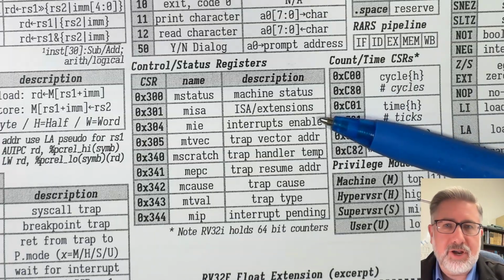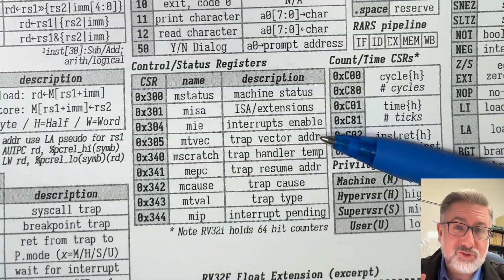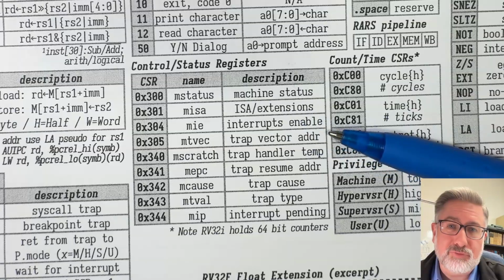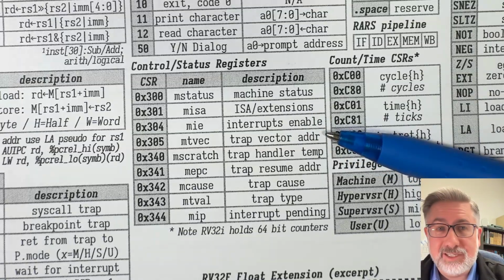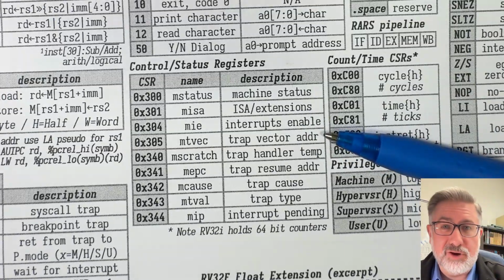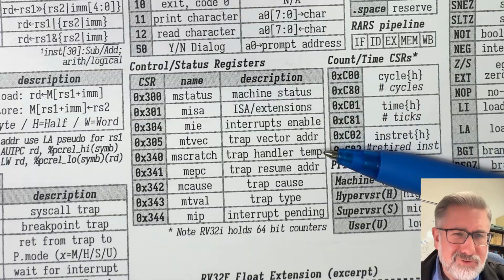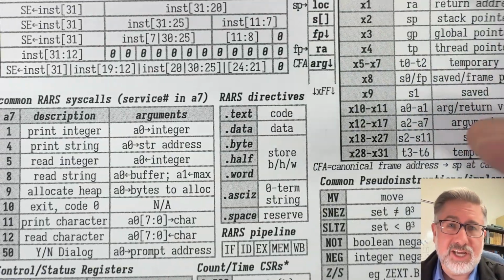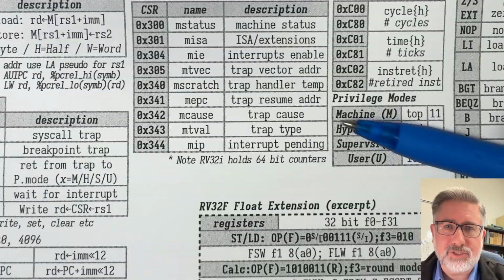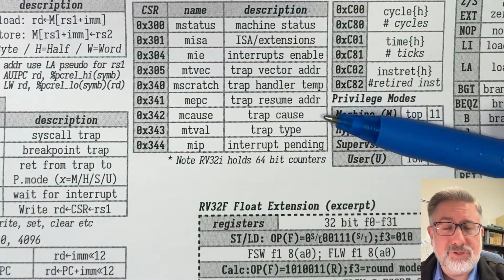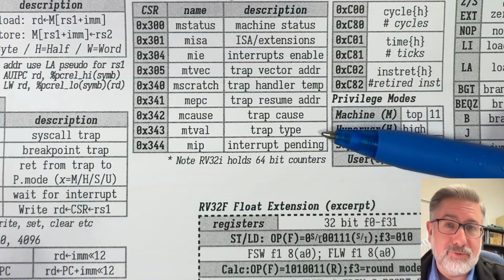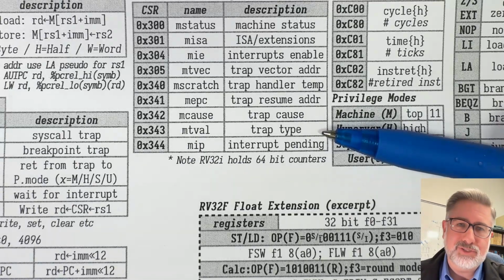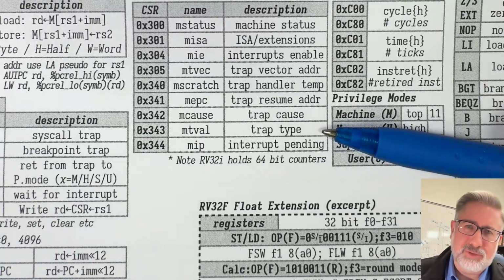Then you have a register that enables interrupts, a register that gives you the trap vector address table, so where you're going to look for trap processing handling routines or the addresses there too. This is a scratch register that trap handlers can use for temporary storage so that they don't collide with any of the standard registers when you're doing trap execution. Then you have a register that says what caused the trap and a register that says what type of trap it is, whether it's an exception or an interrupt or something else.